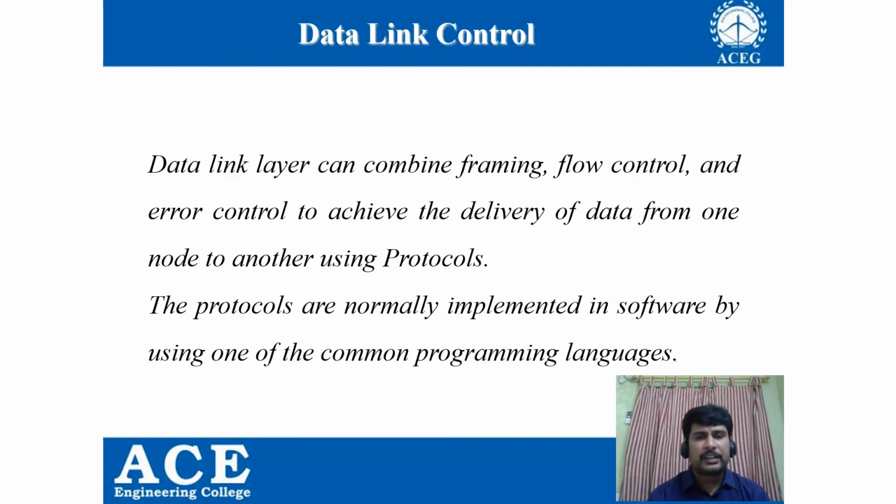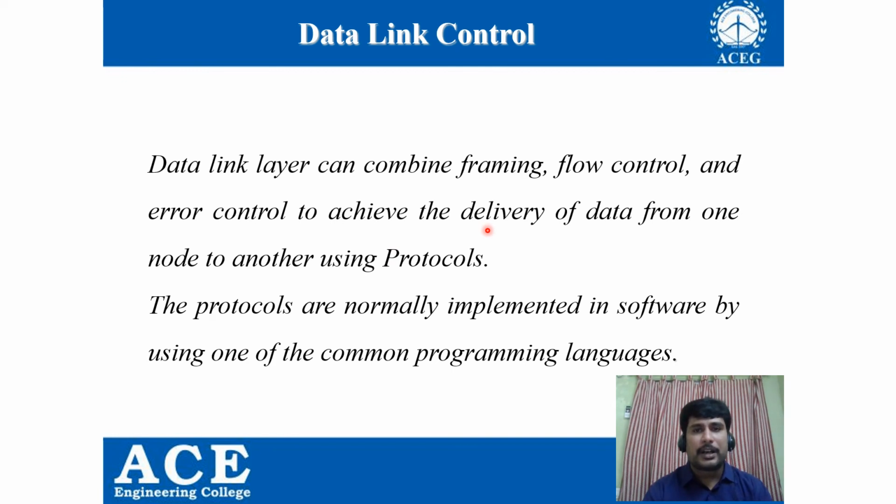The data link layer combines the functions of framing, flow control and error control to achieve the delivery of data from one node to another, which we refer to as node to node delivery, using a certain set of protocols. Framing, flow control and error control are the major functions along with node to node delivery. To implement all this, the data link layer uses a certain set of protocols. The protocols are normally implemented in software by using one of the common programming languages.